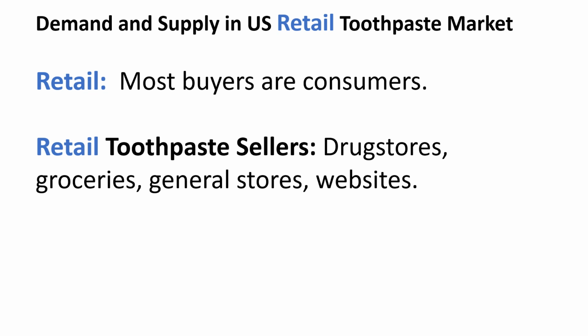Here's an example of demand and supply and how we think about demand and supply in the case of the retail market for toothpaste in the US. In a retail market, almost all the buyers are consumers. If there are a lot of firms buying in a market, we call it a wholesale market. And toothpaste buyers, consumers who buy it, are buying actually not from the producers, they're buying from intermediaries: drugstores, grocery stores, other stores, and websites.